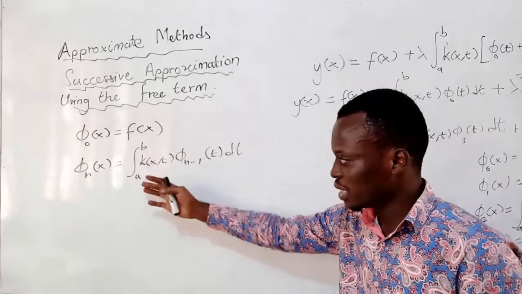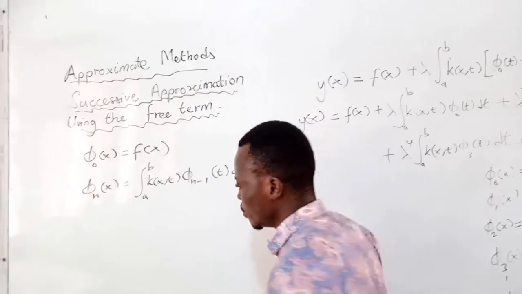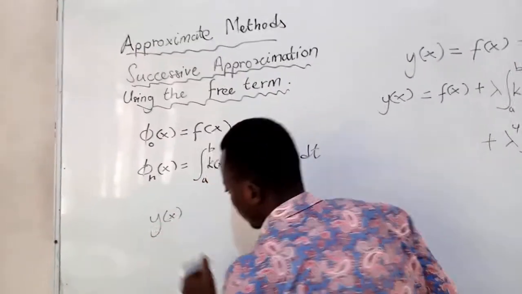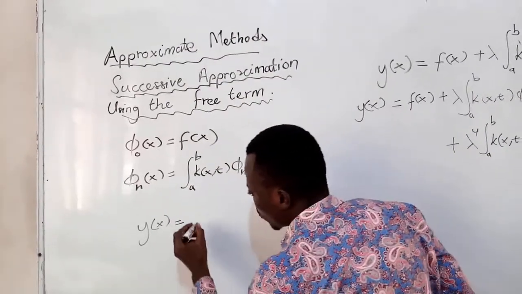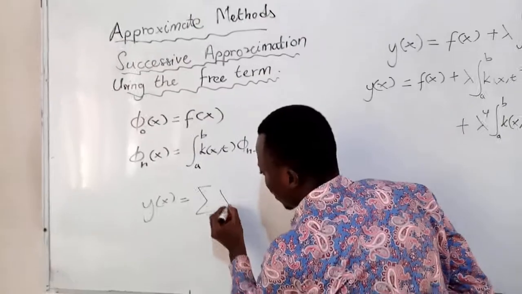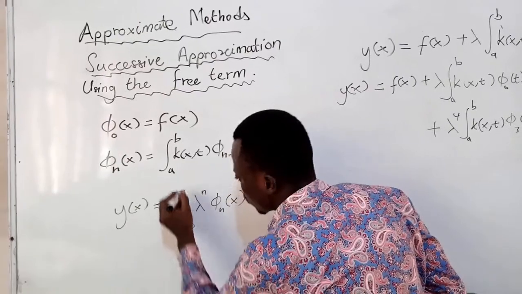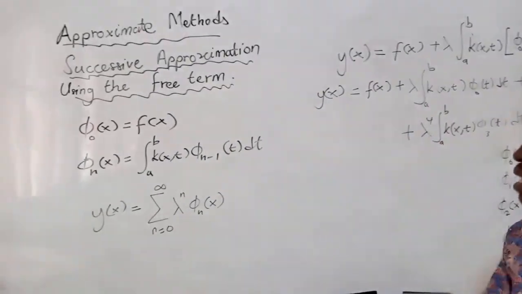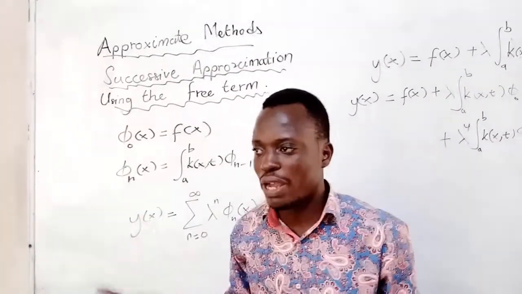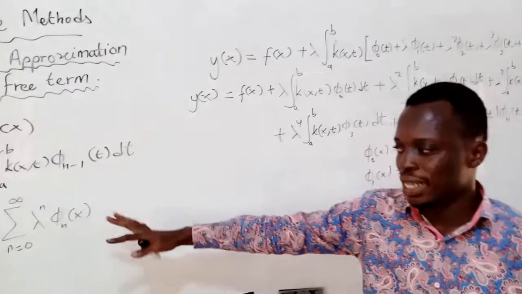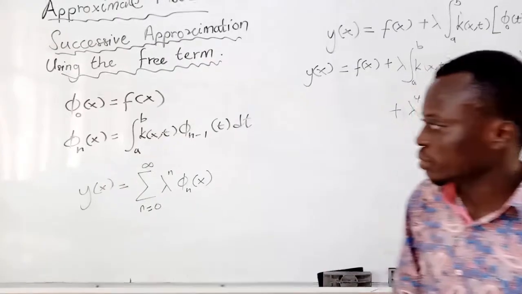And so you can use this in generating your phi's, and this can lead you to generate your series, which is the approximate solution to the integral equation. It is given as the summation of lambda to the n, phi n of s, where n is from 0 to infinity, which is the same as writing phi naught of s plus lambda phi 1 of s plus lambda squared phi 2 of s, up to the n-th term. So this is the series we can generate.